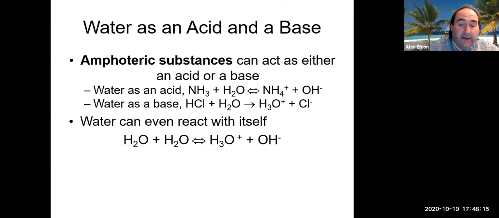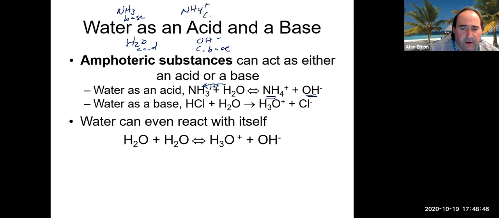The first one here is water acting as an acid, which means the water would donate its H plus over. When it does, the NH3 becomes NH4 plus, and we produce OH minus in this particular case. Again, our partners here: water is our acid, OH minus would be our conjugate base, and NH3 in that first example is the base. The NH4 plus would be our conjugate acid.